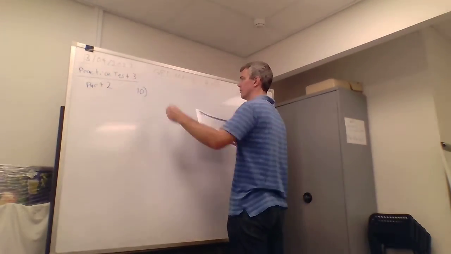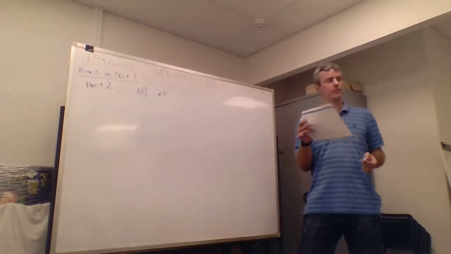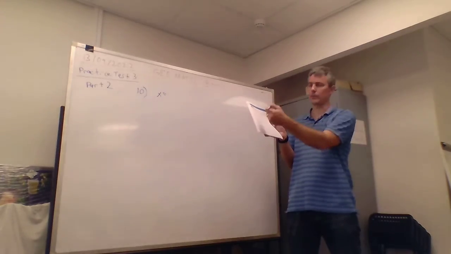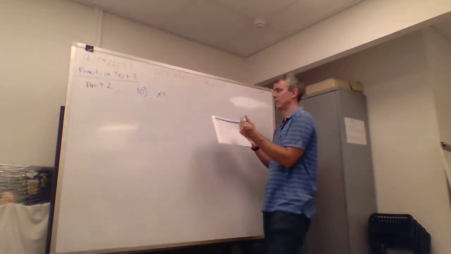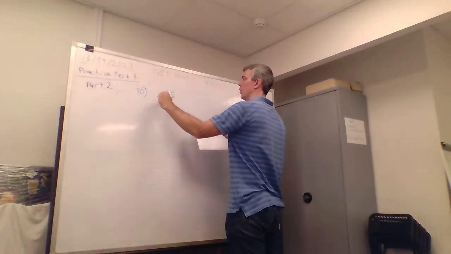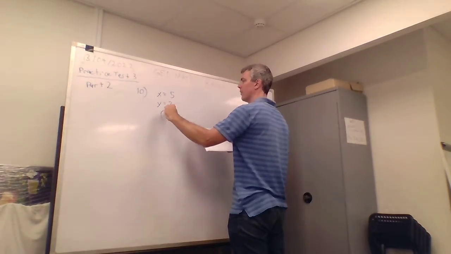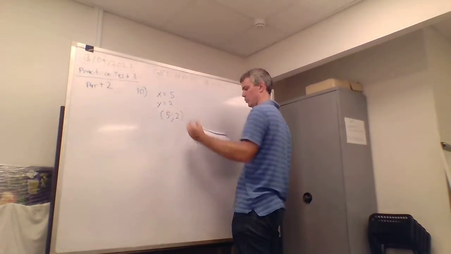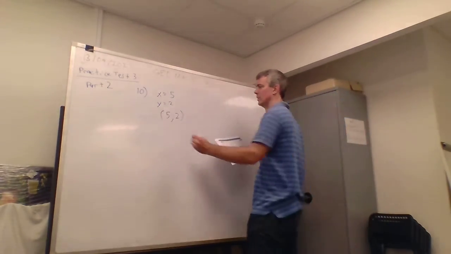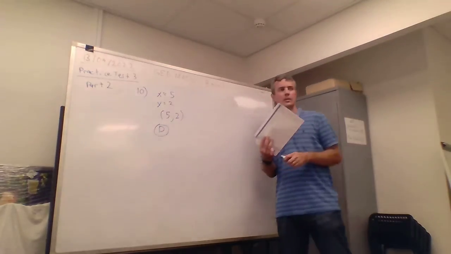X value minus 5? No, 5. The minus is going the back way. X value is 5, that's right. And what is Y? Y is 2. So the ordered pair is 5, 2. You see that? Which one is that? D. There, that's it.